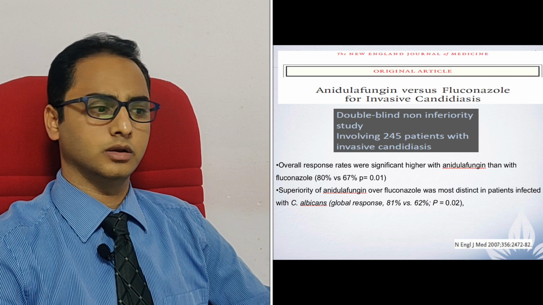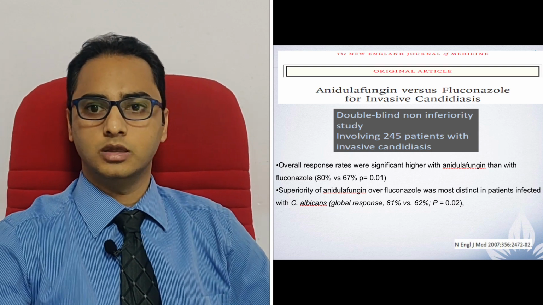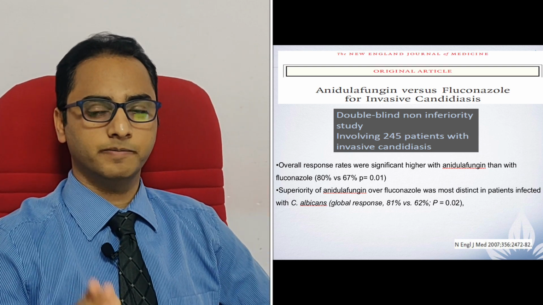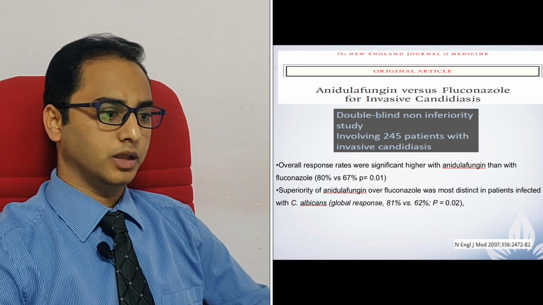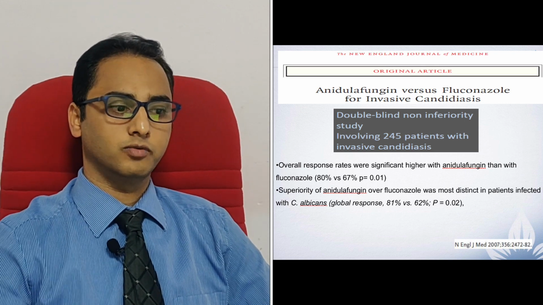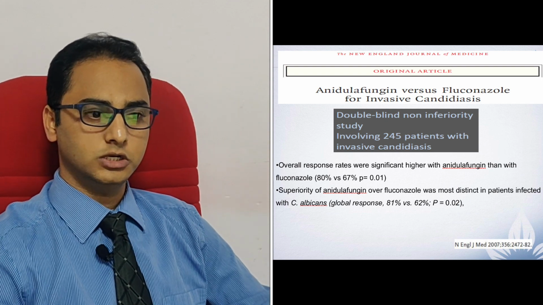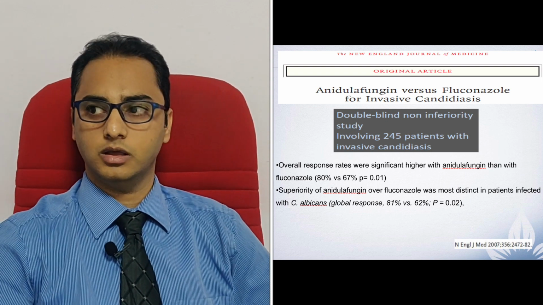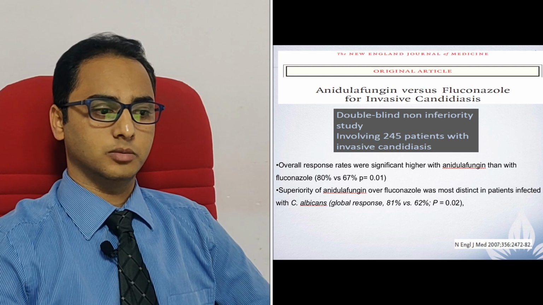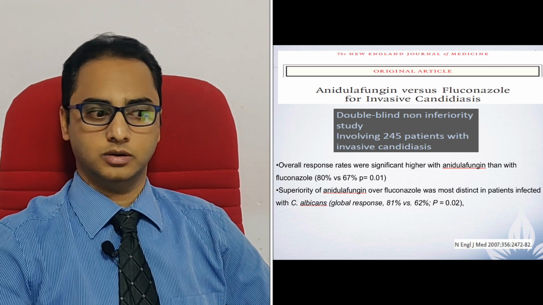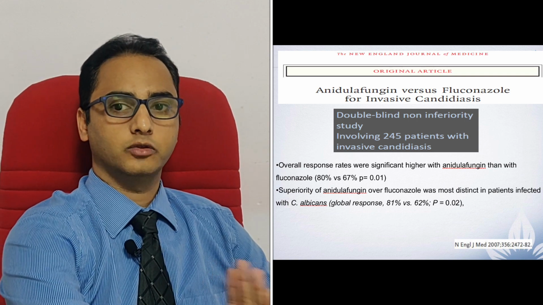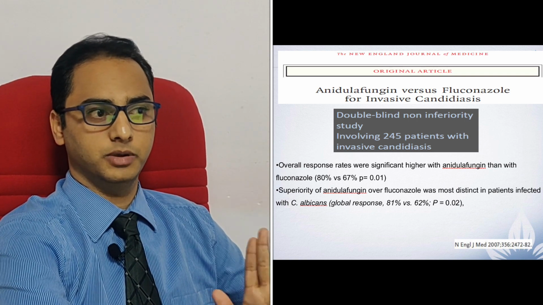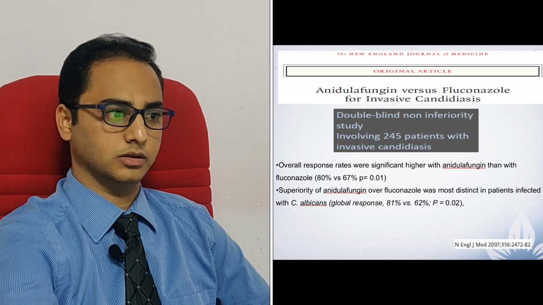So it was significant. 80% response versus 67% when you compare echinocandin, that is anidulafungin, versus fluconazole. Superiority of anidulafungin over fluconazole was most distinct in patients infected with Candida albicans. So it's about 80 versus 62% for anidulafungin versus fluconazole. Definitely, echinocandins are the option if the patient has some risk factor.